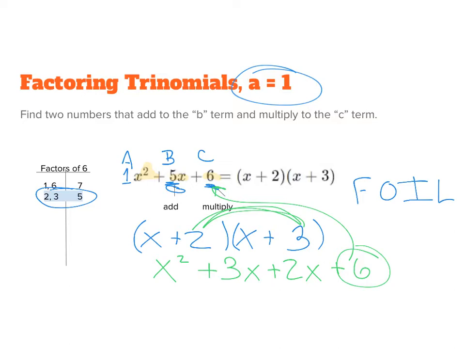Now if we simplify this polynomial, we're going to end up with x squared. We combine these like terms, so 3 plus 2. That's where we add to get that 5. So 5x plus 6. And we ended up right back where we started. So that's a good sign. That means we did this correctly.